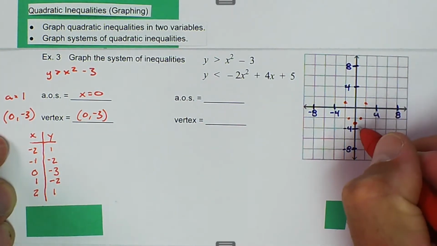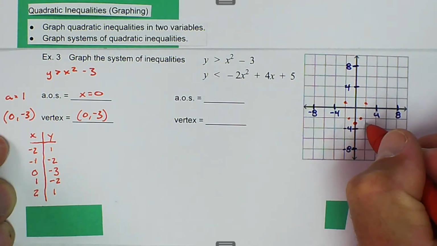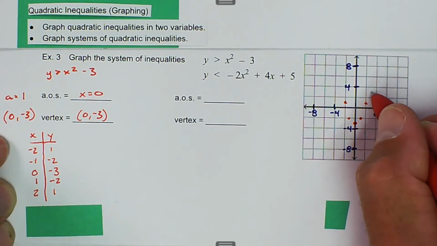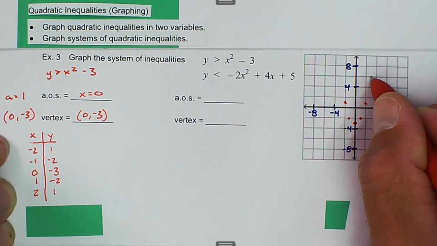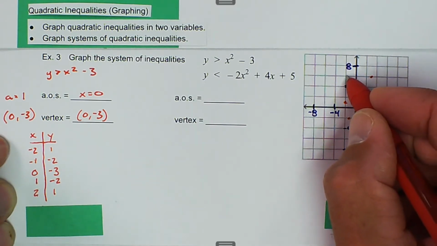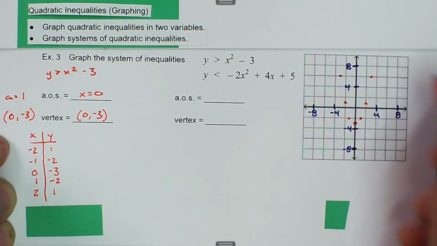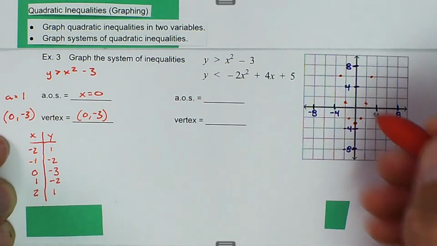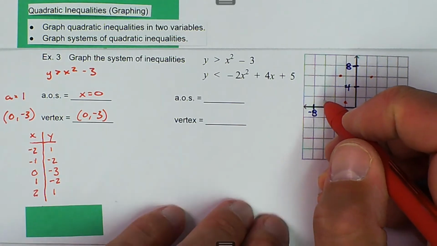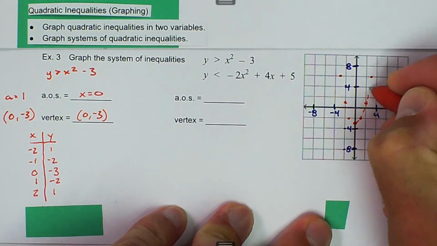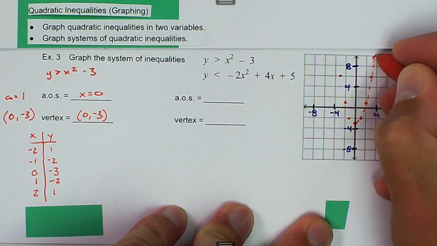We can get one more good point. If we go over 3, we should go up 9. This is not equal to, so we know that we have to have a dashed line. So we can draw a dashed line that goes through those points.